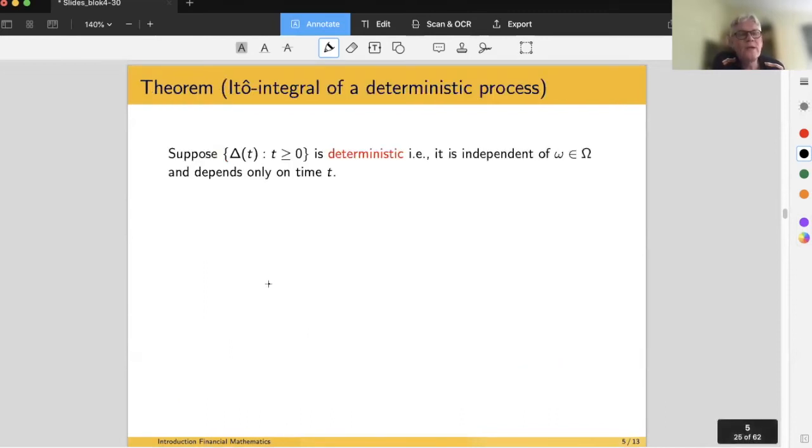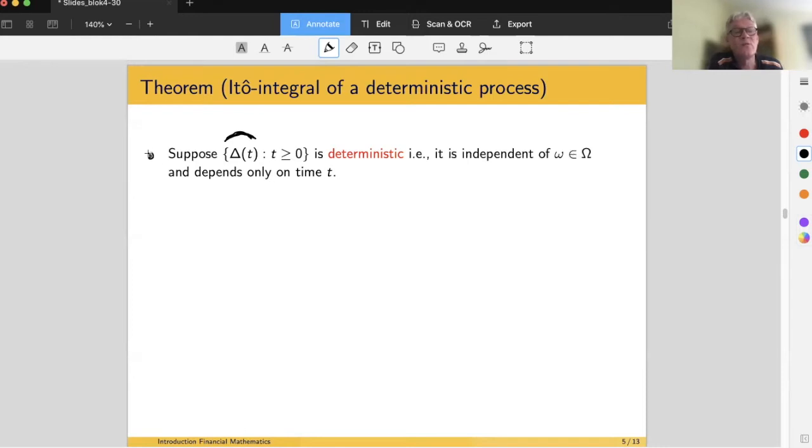Now, we want to discuss a theorem. We want to discuss the Ito integral of a deterministic process. So now we say, let's assume a deterministic process delta, delta t, t greater equal to 0, that is not a random process here. It's deterministic. So it is adapted, but it's non-random. So it's independent of an event, little omega, in the event space, big omega. It only depends on t.